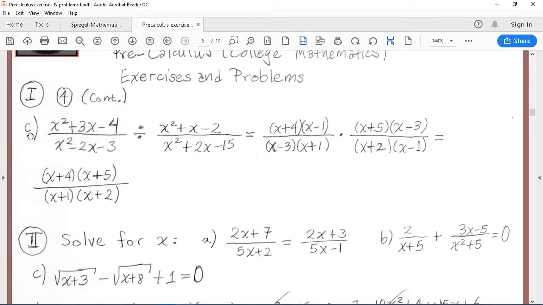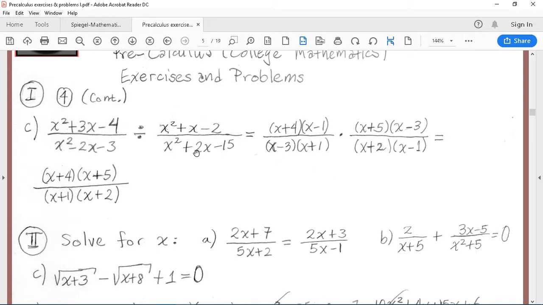So factoring out again, here we need two numbers that added up give us 3, then multiplied give us minus 4. Those two numbers are plus 4 and minus 1. So we have x plus 4 times x minus 1. Here we need two numbers that added up give us minus 2, and multiplied give us minus 3. Those are plus 1 and minus 3. So we have x minus 3 times x plus 1 here. Okay, now we simplify these.